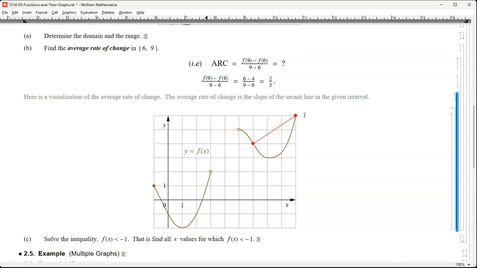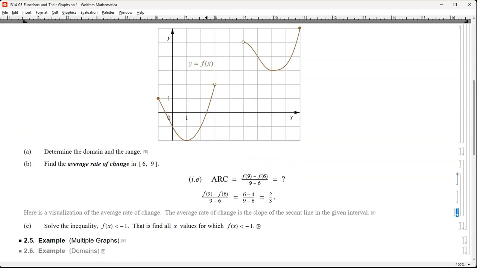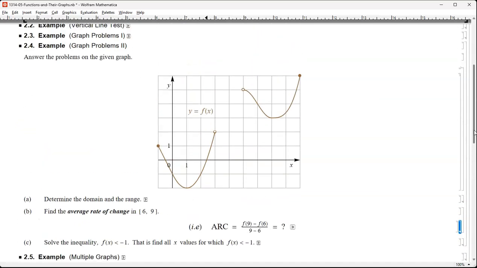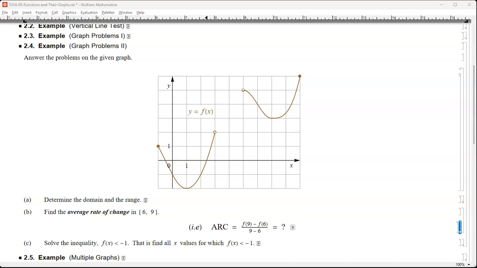Oh, it's a slope of secant line? No, that's not that important. I wanted to see the vertical lines as a matter of fact, but apparently I didn't give you that. Okay, I'll do that.